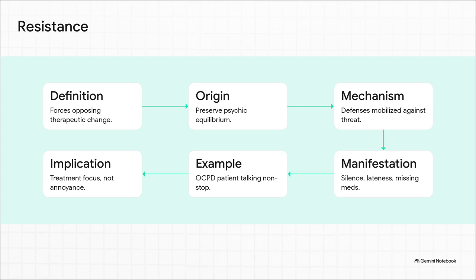The intrapsychic mechanism is the mobilization of defenses to block out overwhelming, painful affect, or frankly, to block the terrifying threat of change itself. For example, imagine an OCPD patient who just talks nonstop for the entire 50-minute session. They aren't just trying to annoy you. That is a brilliant clinical manifestation of resistance, protecting them from ever having to experience anger or dependency in the room. The implication here is a total mindset shift. Resistance itself is the focus of the treatment, not just an annoying hurdle to jump over.